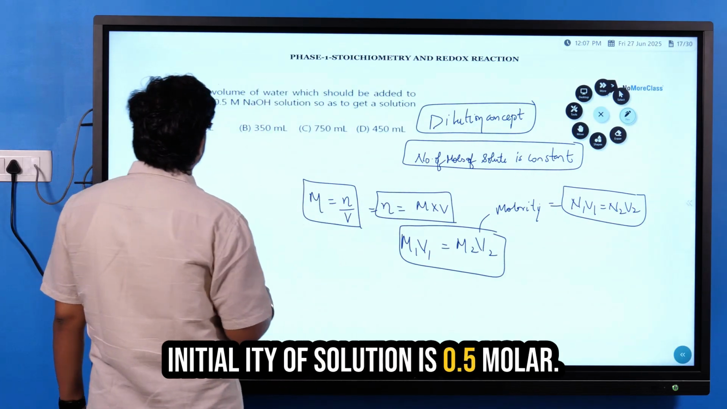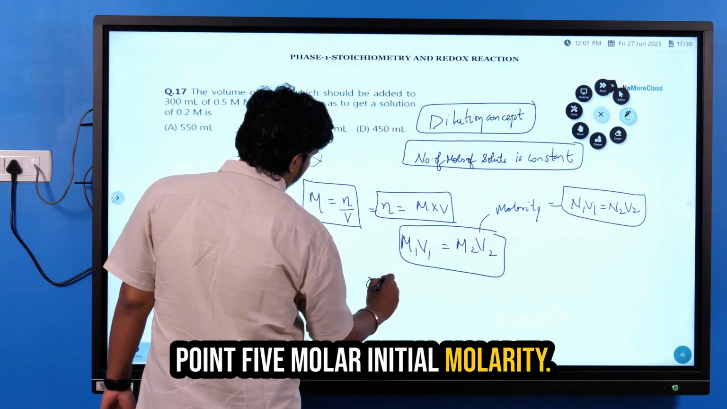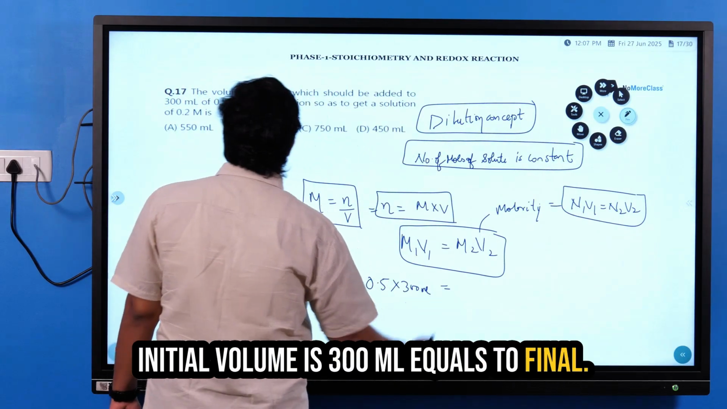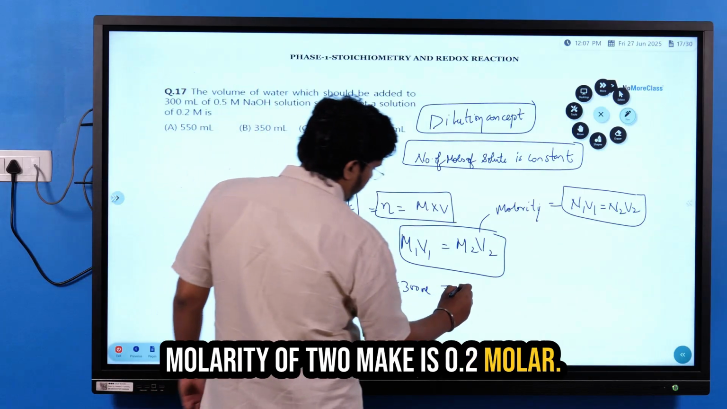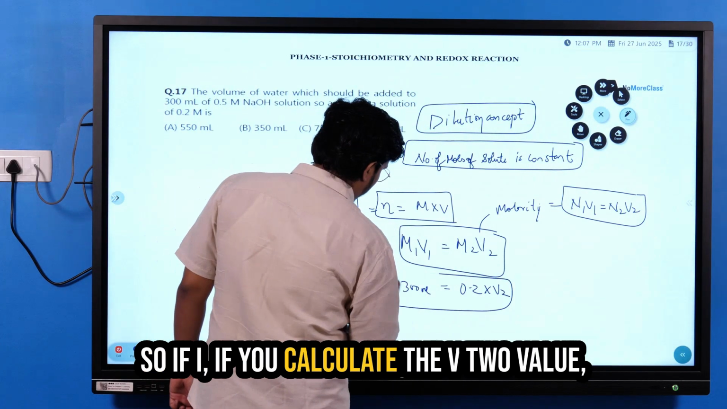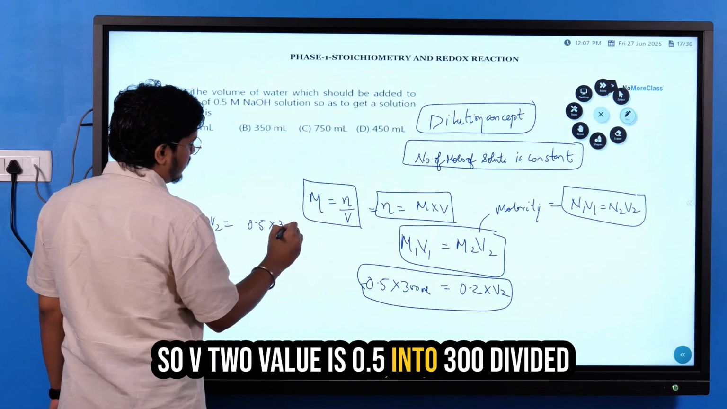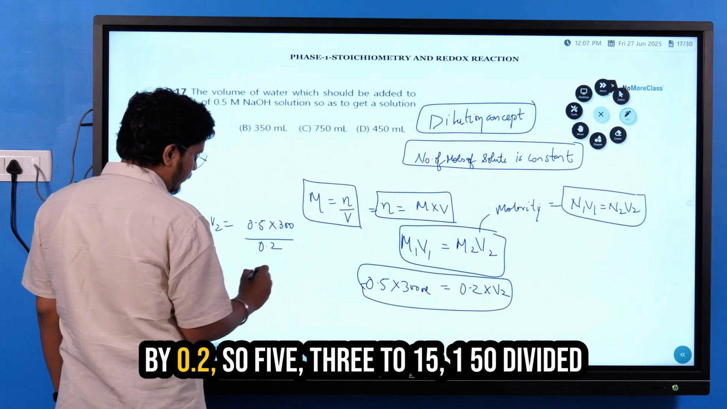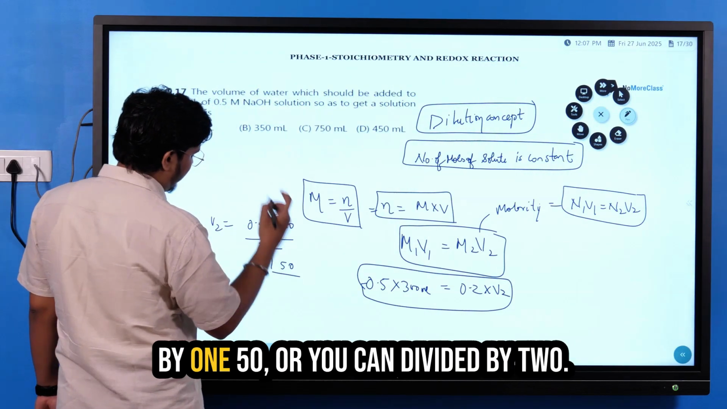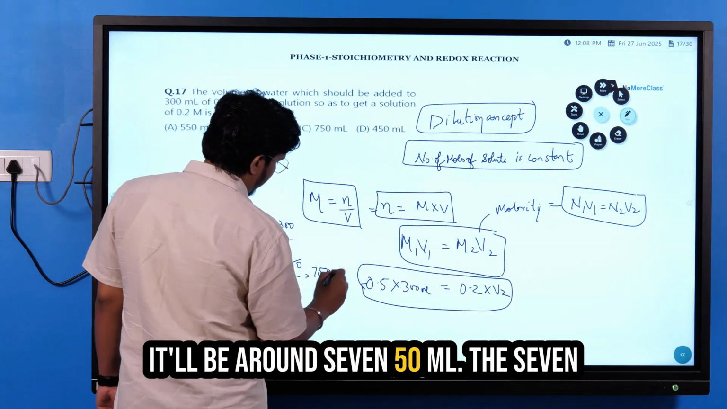Initial molarity of the solution is 0.5 molar. Initial volume is 300 ml. The final molarity you have to make is 0.2 molar. You don't know the final volume. So if you calculate the V2 value, V2 is 0.5 into 300 divided by 0.2. So 5 threes are 15, 150 divided by 0.2, or you can divide by 2. It will be around 750 ml.